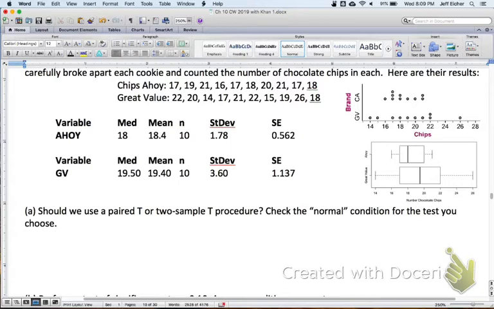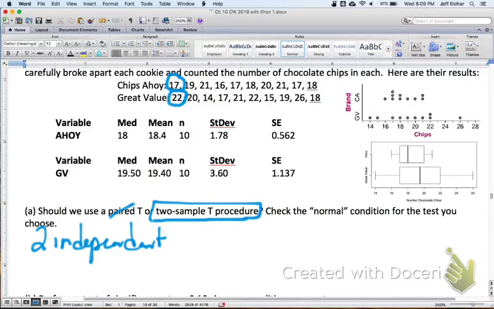Well, is the data paired? Is each cookie, like is this particular cookie, was it paired with this particular cookie? No, it doesn't seem like it. So I'm a little skeptical of the paired case. It seems like we have two independent random samples. The Great Value and the Chips Ahoy were not paired or matched in any way.